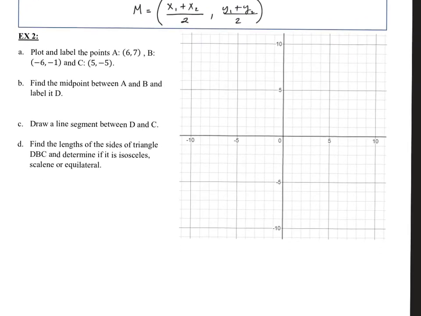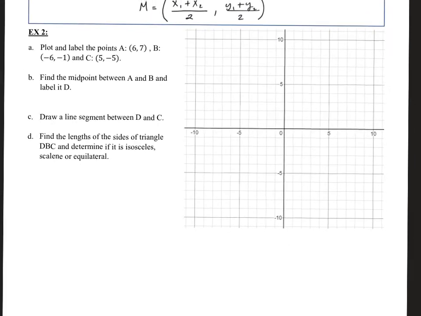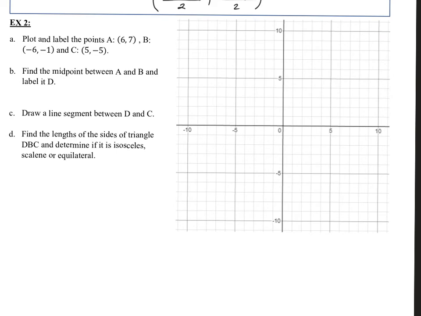So let's use this for this next example. Plot and label the points A, B, and C. Okay, go ahead, pause the video, try to plot them by yourself. Alright, so A is (6, 7), right here. B is (-6, -1). And C is (5, -5).